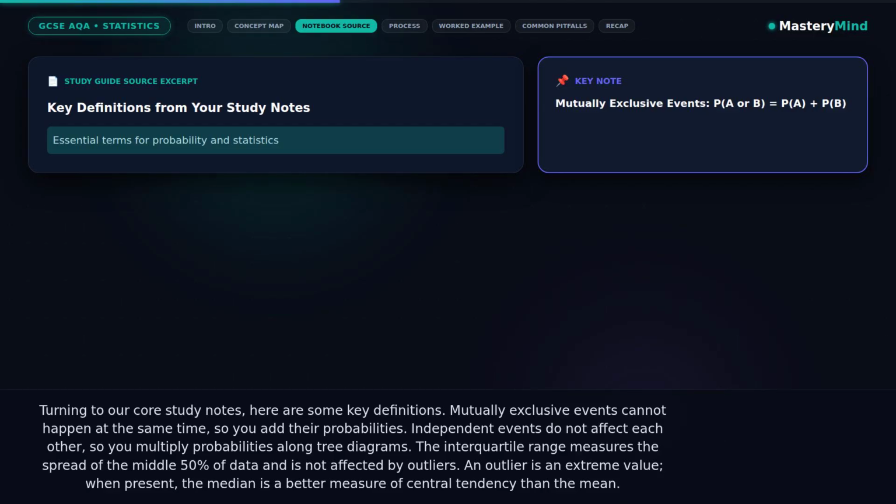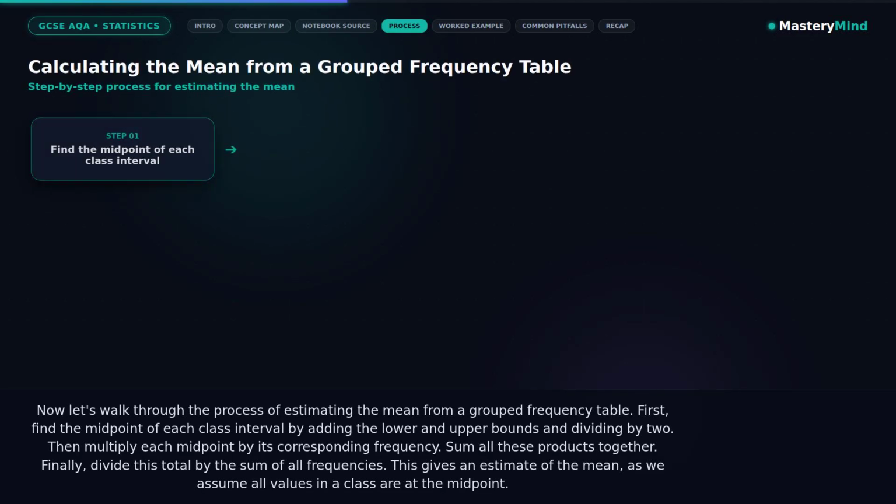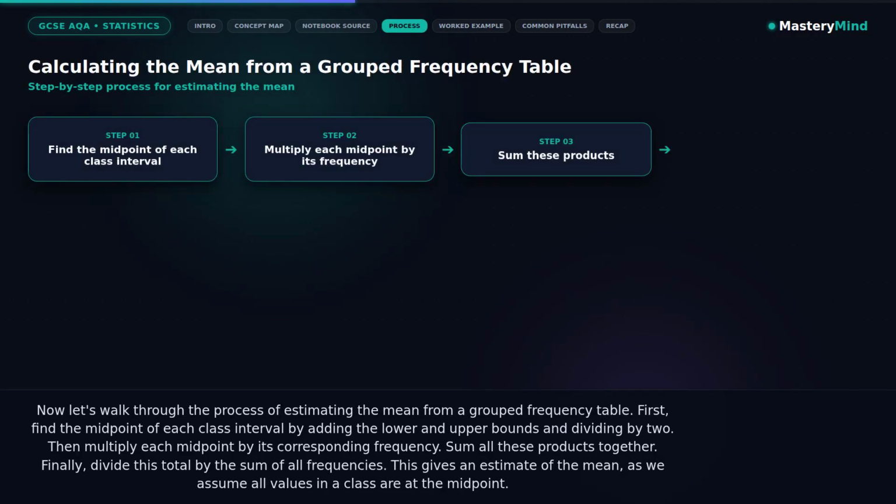Now let's walk through the process of estimating the mean from a grouped frequency table. First, find the midpoint of each class interval by adding the lower and upper bounds and dividing by 2. Then multiply each midpoint by its corresponding frequency. Sum all these products together. Finally, divide this total by the sum of all frequencies. This gives an estimate of the mean, as we assume all values in a class are at the midpoint.